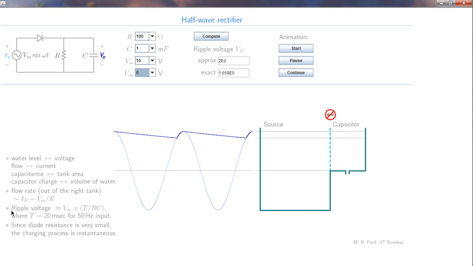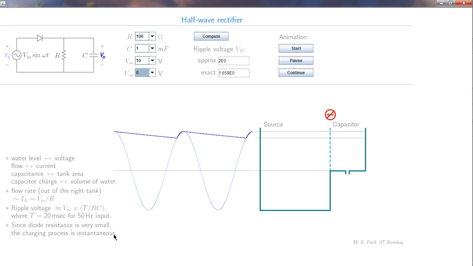Also, it's good to note this formula. Ripple voltage VR is given by Vm times T, the period of the input waveform, divided by RC. We are actually going to derive this formula soon. For a 50 Hertz input, the time period is 20 milliseconds. Also, since the diode resistance is very small, the charging process is instantaneous, as we have already remarked earlier. So with these in mind, let us now look at the animation.